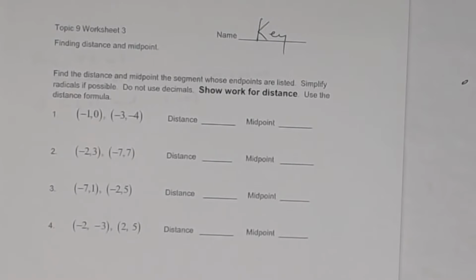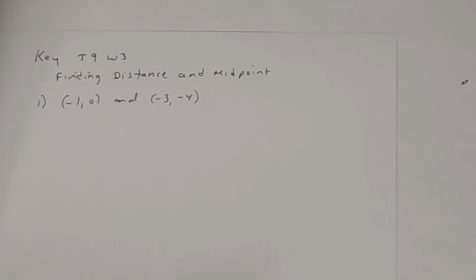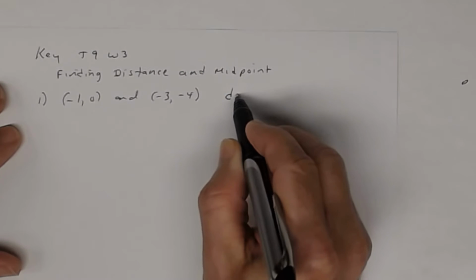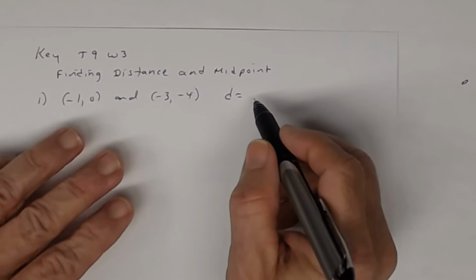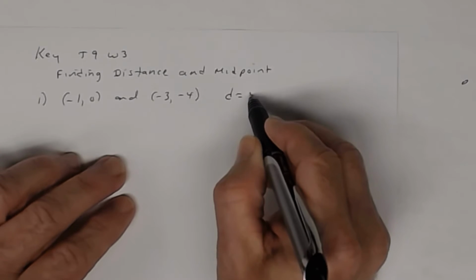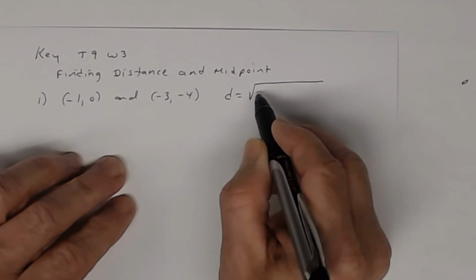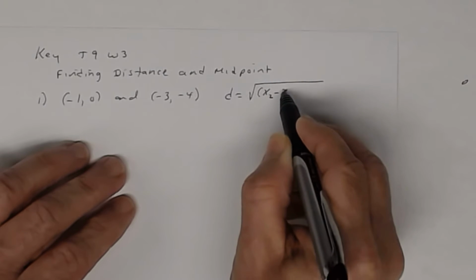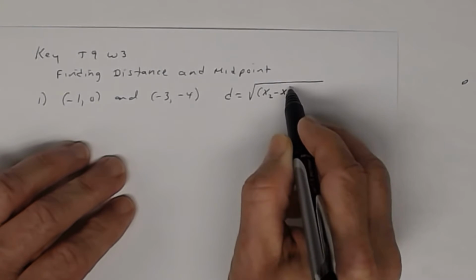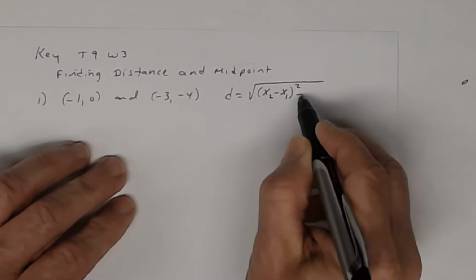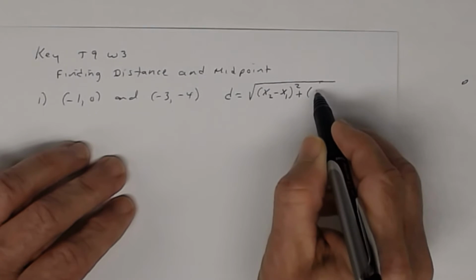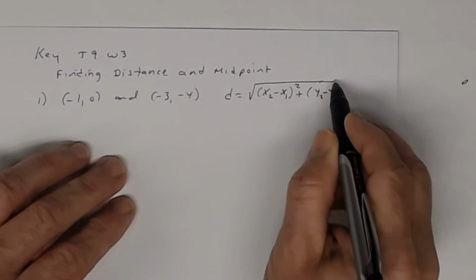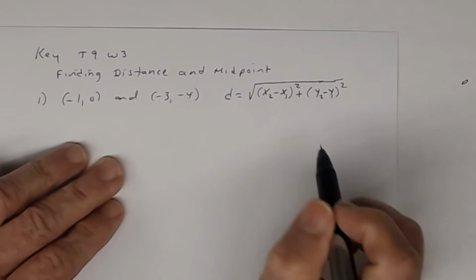Okay, so let's look at number one. So number one, we have these 2 points. And first of all, let's find the distance. So we know that the distance between 2 points in a coordinate plane can be found by the distance formula. And the distance formula is the square root of, basically, you're going to subtract the x coordinates from each other. And whatever that difference is, you're going to square that. And then you're going to add that to the difference between the y coordinates. And then once you find that difference, you're going to square that as well. Okay, so that's the distance formula.